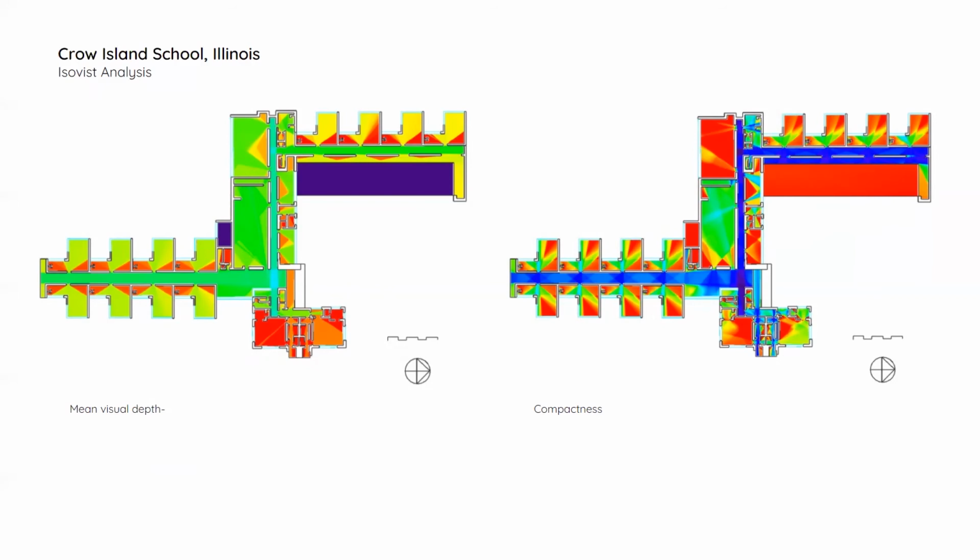If we look at the compactness, we can see that the classrooms, the playroom, and the primary terrace are highly compact, whereas the corridors have a much lower value. It can also be seen that there are varying degrees of compactness within the classroom itself, created due to its shape.